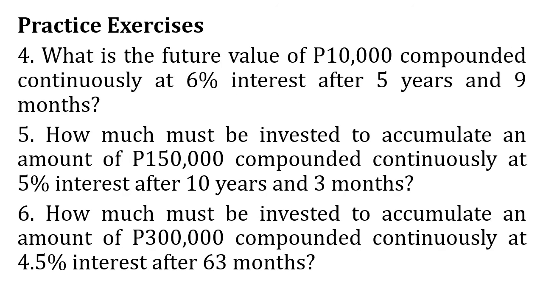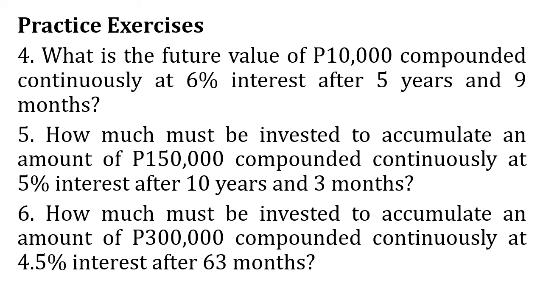For number four, what is the future value of 10,000 pesos compounded continuously at 6% interest after 5 years and 9 months? So 5 years and 9 months, express it into years. 9 divided by 12 is 3 over 4, or 0.75. So 5 years and 9 months is 5.75 years.